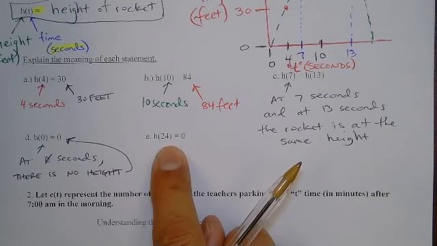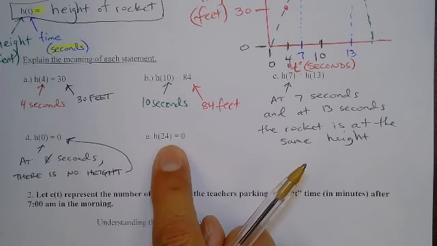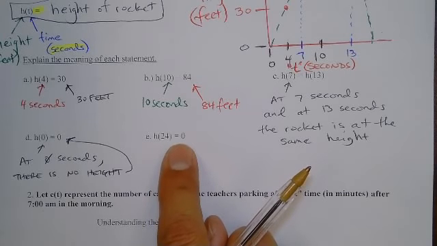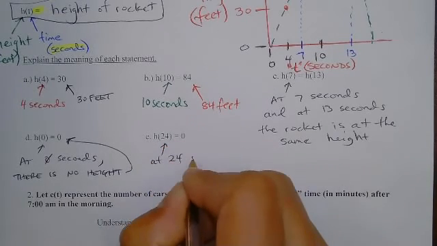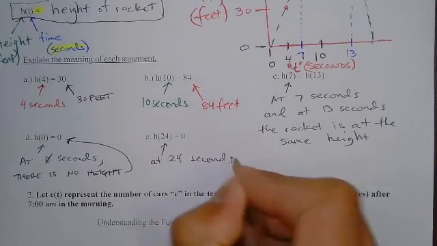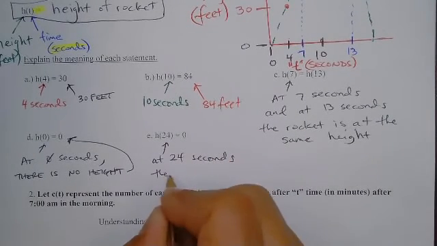Okay. What is that saying? And how is that possible? After 24 seconds, the rocket already landed. At 24 seconds, what does it mean that the height is 0? It's already back on the ground, like boom. That's what it means.